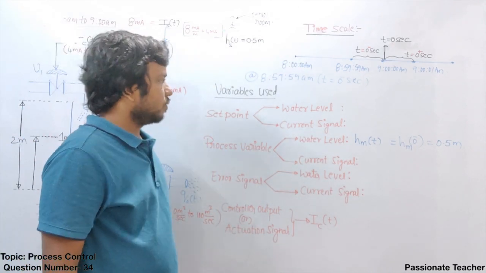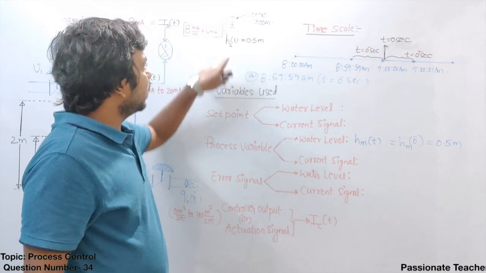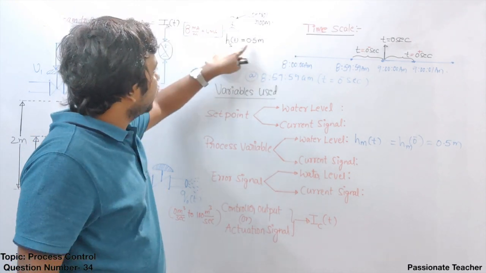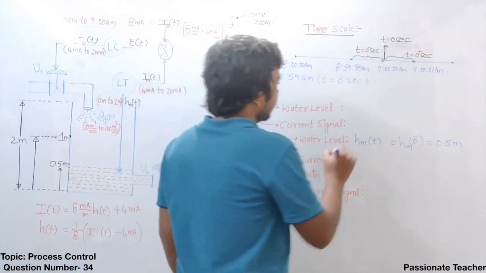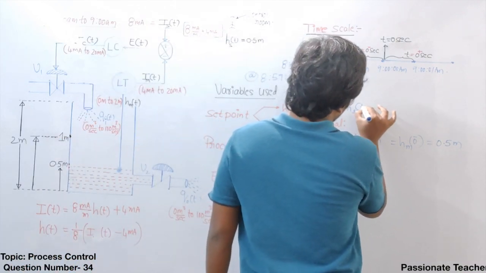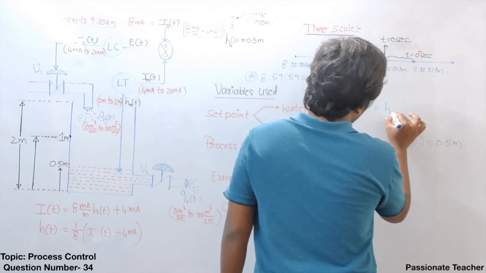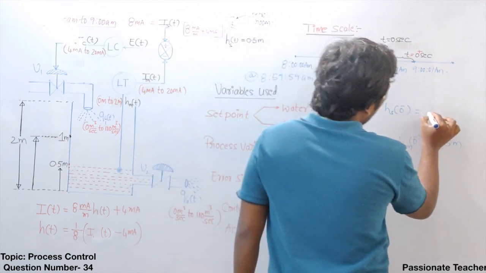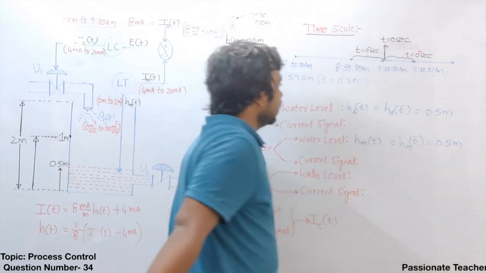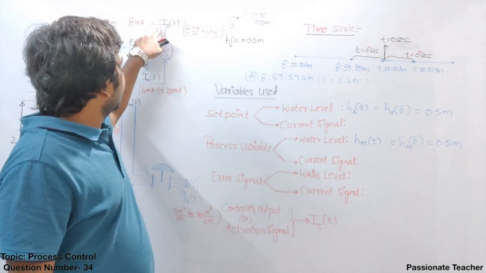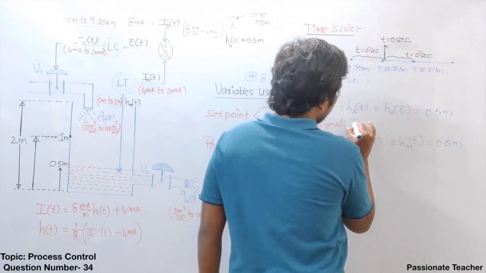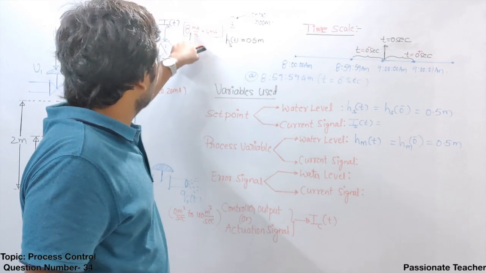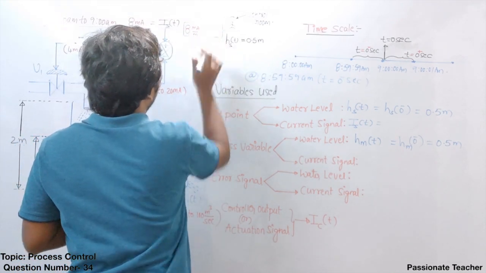Now I would like to ask one question. May I know how much water level we require initially? That is 0.5 meter. It was already given. That means from 8 am to 9 am, the set point is fixed at 0.5 meter. So I can say Hs of t, right now it is going to be Hs of 0 minus exactly at 8:59, which is equal to 0.5 meter. Clear? This is the set point in water level. What about the current signal in that case? So I can say the current signal Is of t, we know, can be given from here. So this is going to be like this.